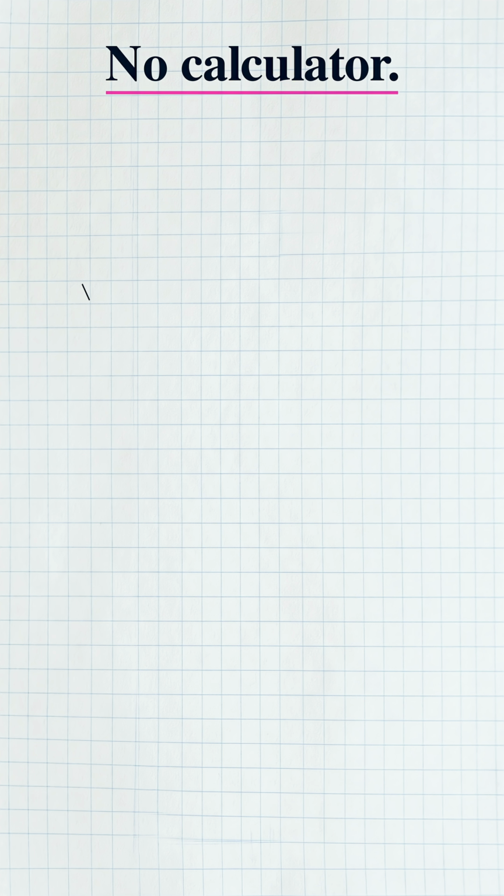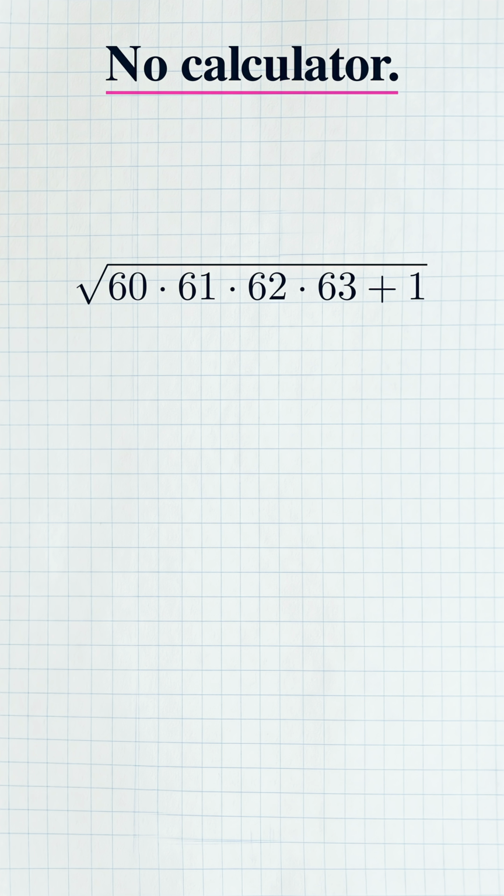Got a super fun calculator-free exercise for you today. Can we say what the square root of 60 times 61 times 62 times 63 plus 1 is without resorting to using a calculator? Absolutely, of course we can. It would work like this.